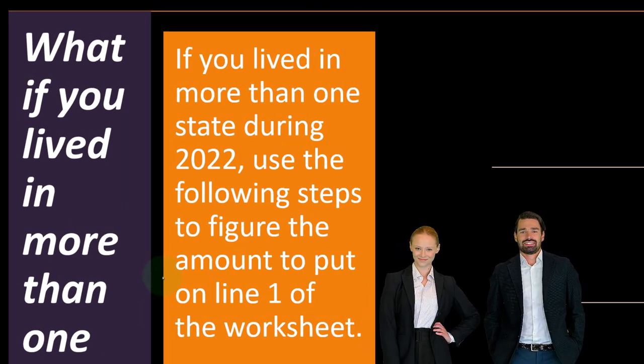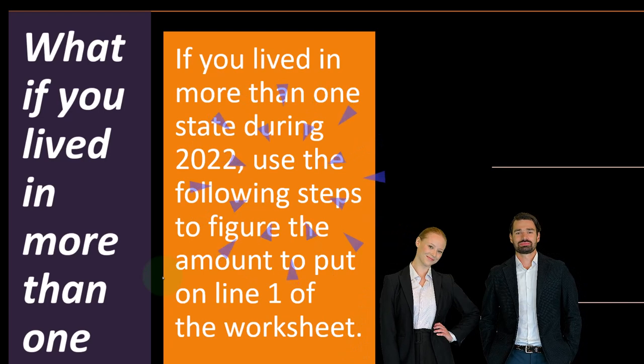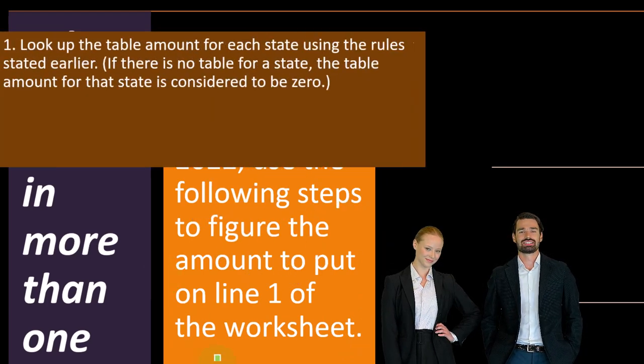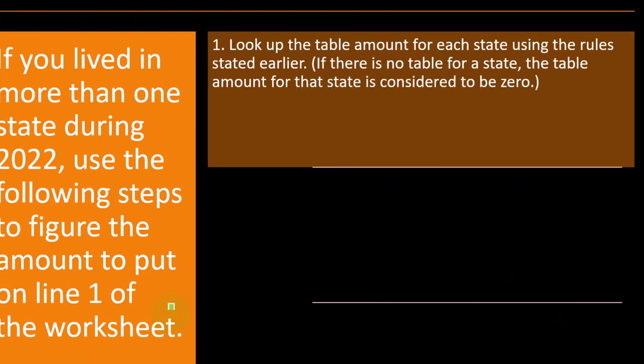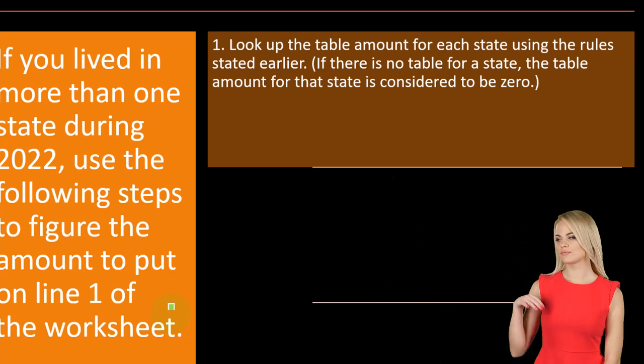So if you lived in more than one state during 2022, use the following steps to figure the amount to put on line one of the worksheet. Number one, look up the table amount for each state using the rules stated earlier. If there's no table for a state, the table amount for that state is considered to be zero.